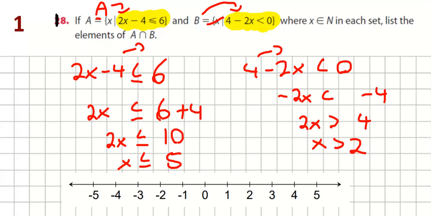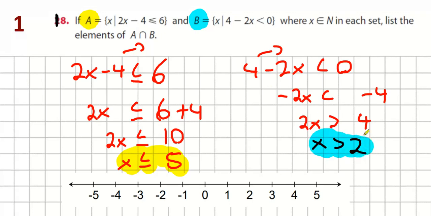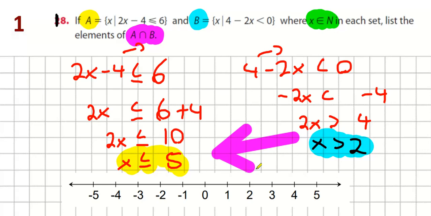Now, let me explain what the language of the question means. The answer for A is this one. The answer for B is this one. We're using natural numbers, agreed? And what this sign here means is A intersection B. It means merge both answers together. You want all the numbers that are bigger than 2, but they also have to be smaller than or equal to 5. In the next 10 to 20 seconds, try and draw out what numbers you think will work.